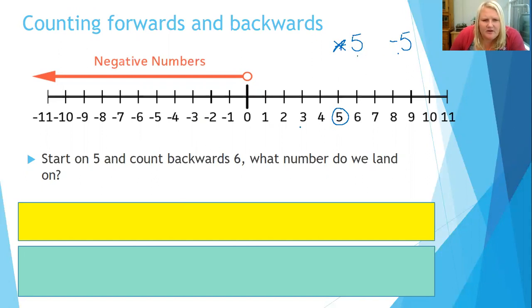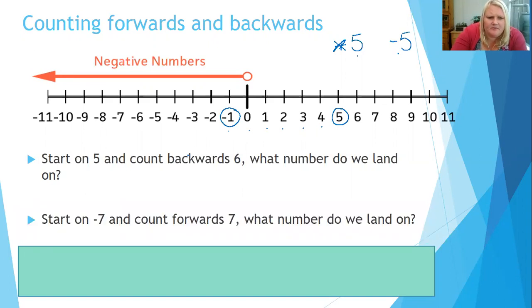So we're starting on 5. Here we are, and we're going to count backwards 6. 1, 2, 3, 4, 5, 6. We land on -1. With me? Great. Okay, let's start on -7.